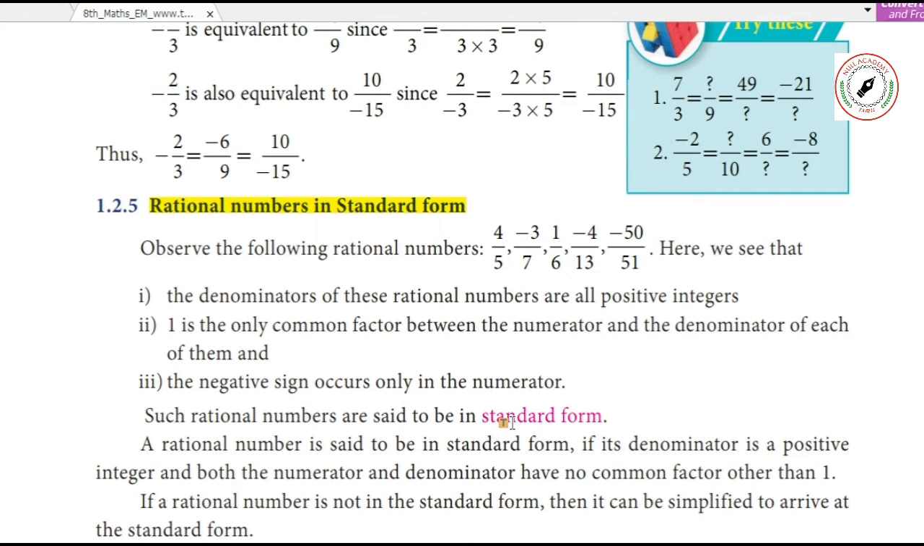What are all the 3 points? Denominator should be positive. Numerators may contain a minus symbol, and there is no common divider between numerator and denominator. If so, then that rational number is in standard form.